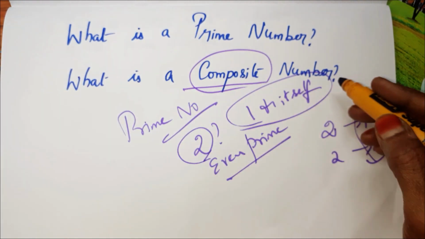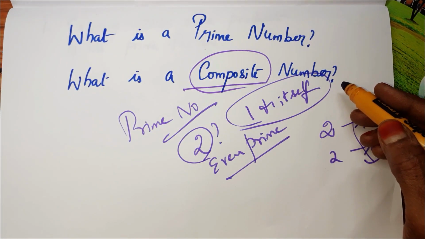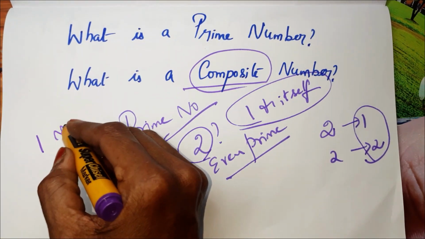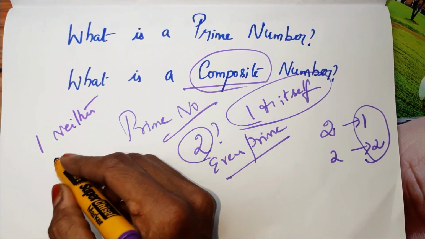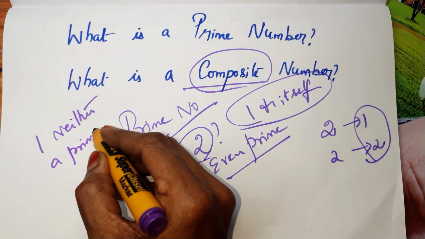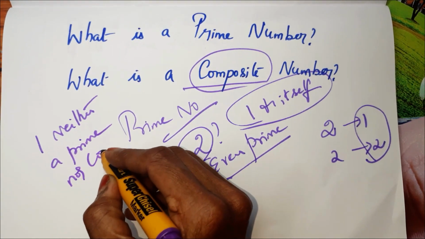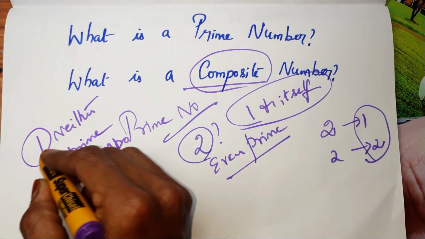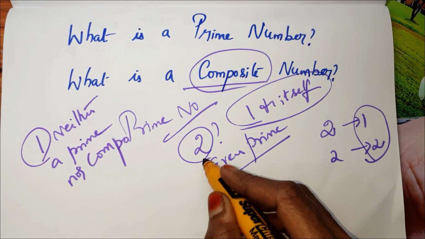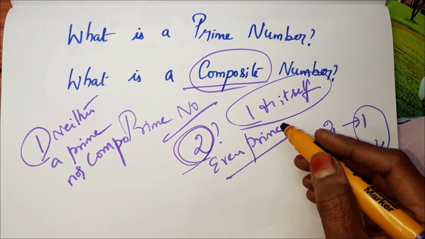Other than prime numbers, whichever number we have in the number system, that is a composite number. 1 is neither a prime number nor a composite number. So 1 does not belong to either of these. From 2 only we start the prime number set.